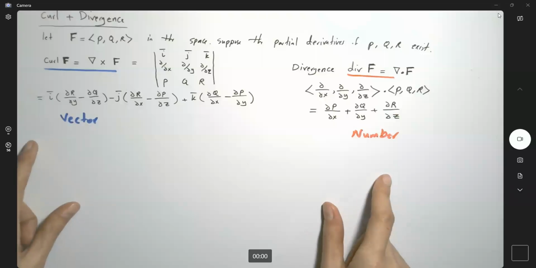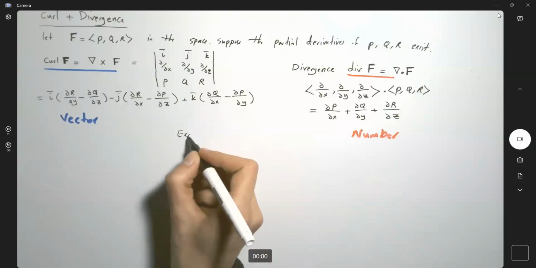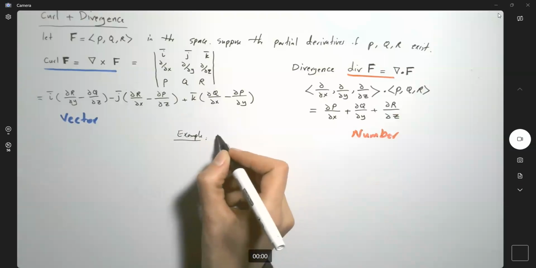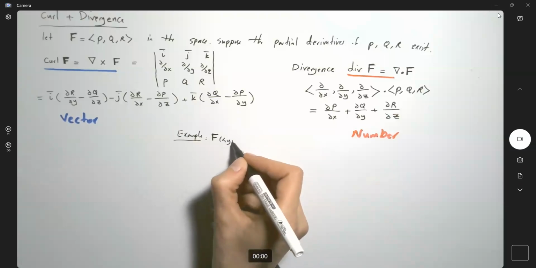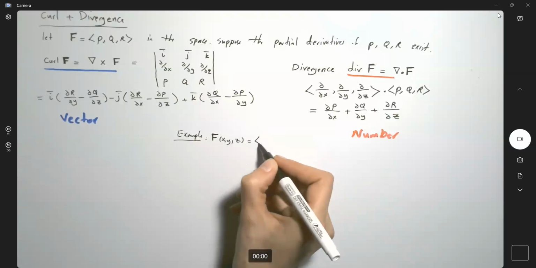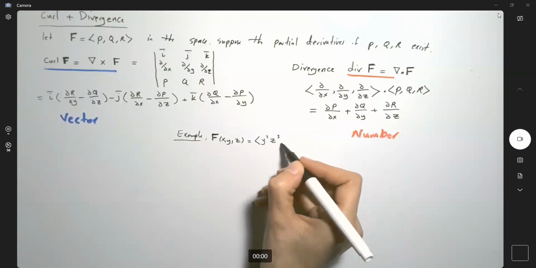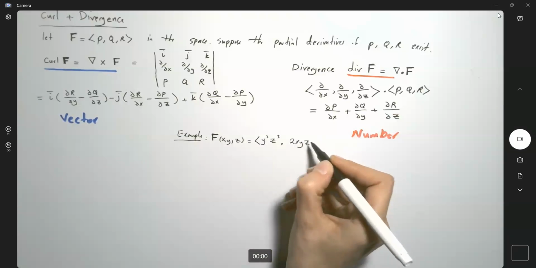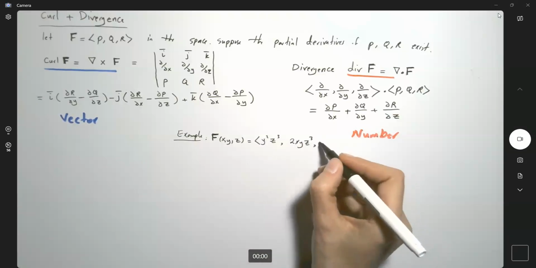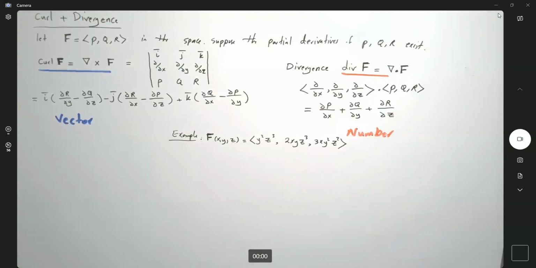So we defined curl and divergence. Let's go over an example. Suppose I give you the following vector function. I say, hey, my f of x, y, and z is equal to y squared z cubed, and I have 2xyz cubed, and I have 3xy squared z squared. I ask you to find the curl and also the divergence of this vector field.